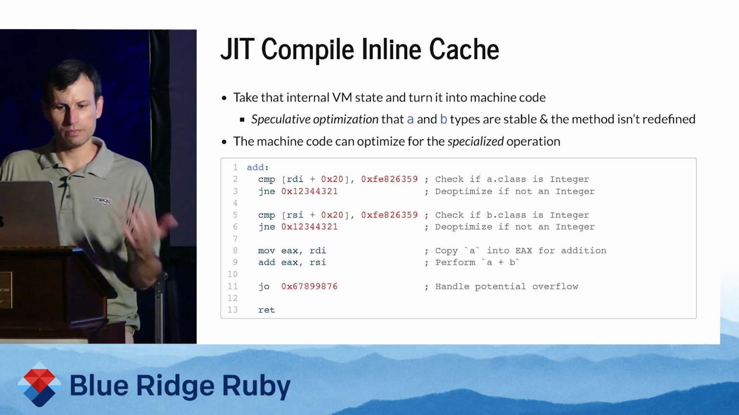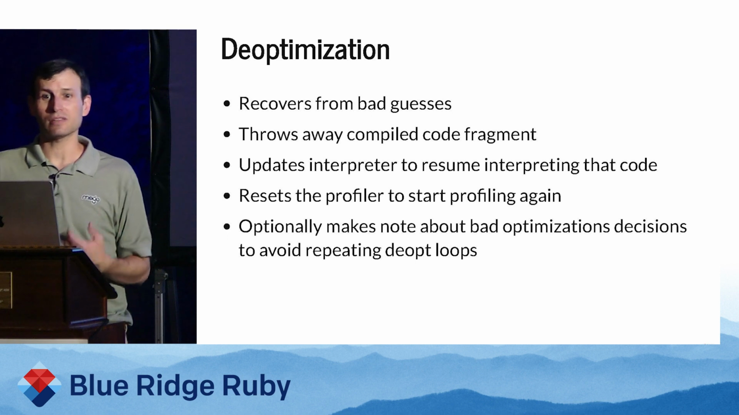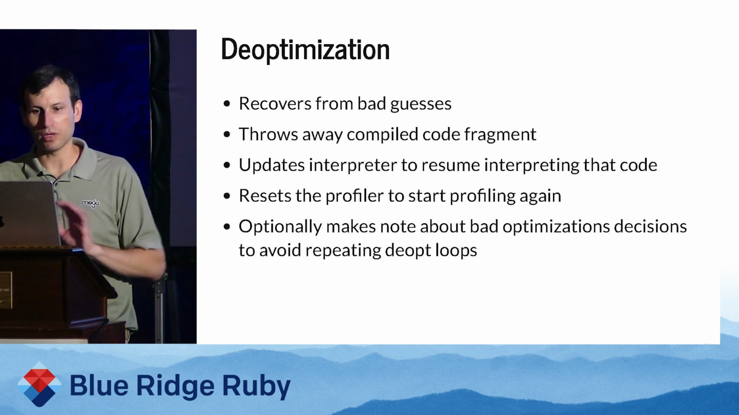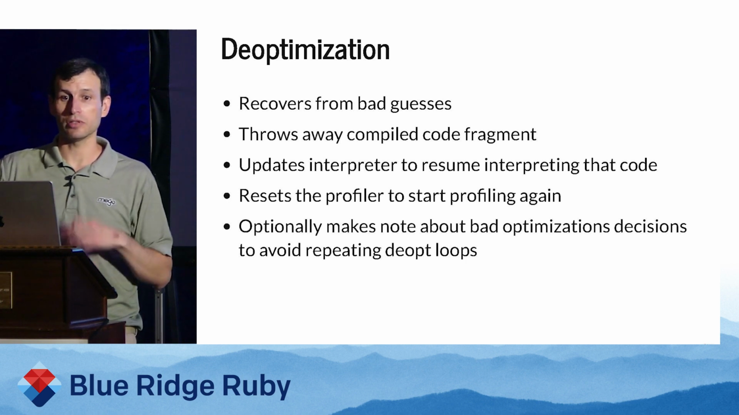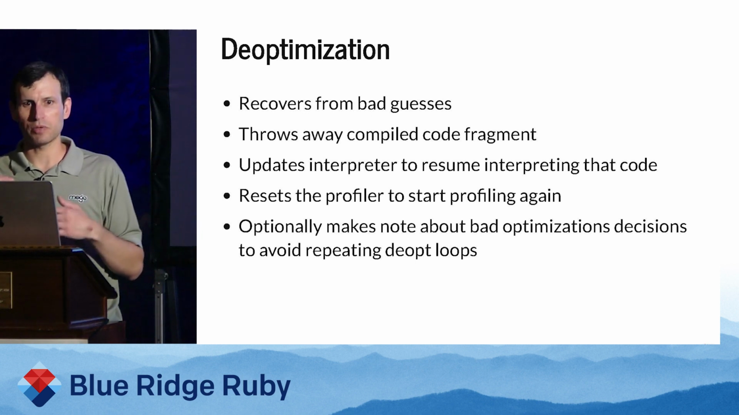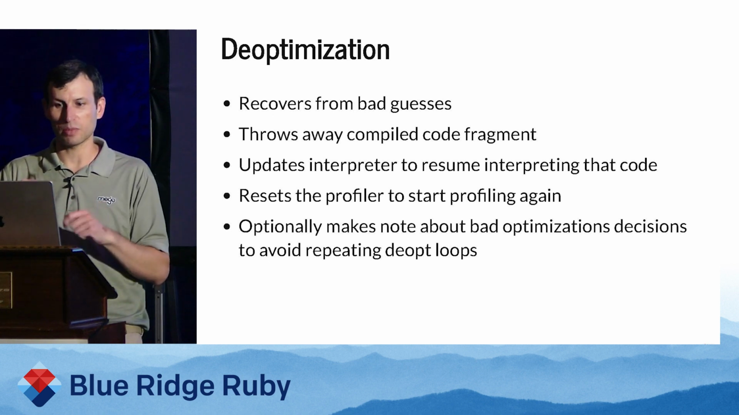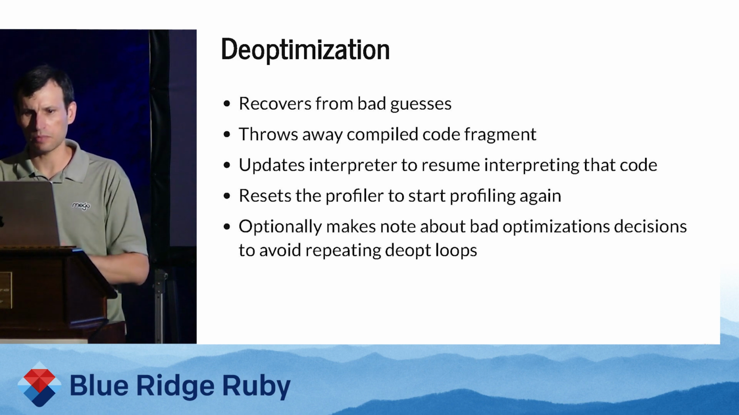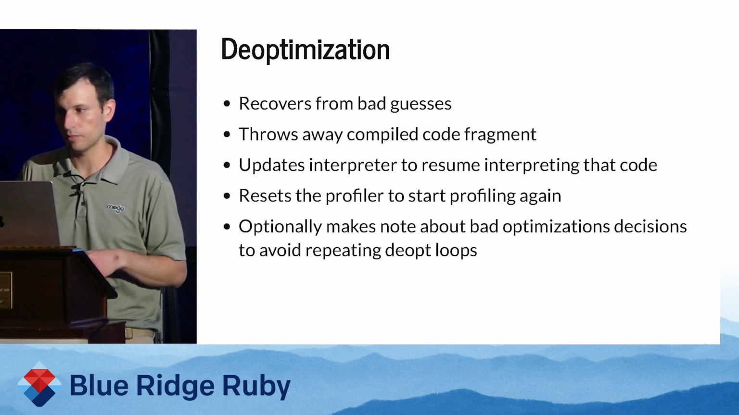And if our assumptions don't hold, we'll do the process of de-optimization. So this allows us to recover from bad guesses. It sounds like a big word, but all it does is it takes our jitted code and throws it away and tells the interpreter to go back to interpreting the code. It's actually a pretty complex process because we need to make sure that when we transfer back to the interpreter, we don't execute something we've already executed, but the VM handles all that for you. And this is one of the ways that we make method calls in Ruby actually work well.